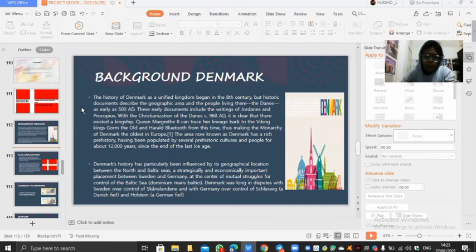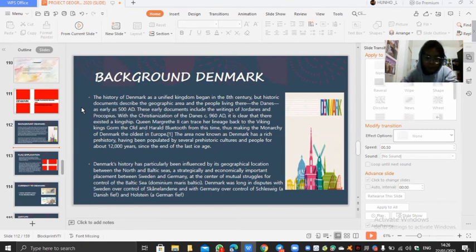The area now known as Denmark has a rich prehistory, having been populated by several prehistoric cultures and peoples for about 12,000 years since the end of the last ice age. Denmark's history has been influenced by its geographical location between the North and Baltic Seas, a strategically and economically important placement between Sweden and Germany.